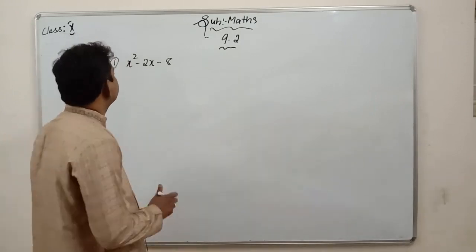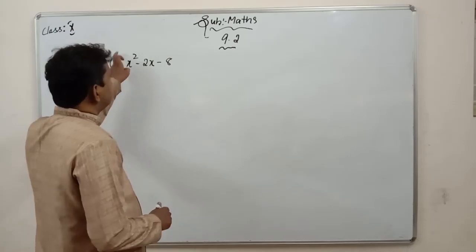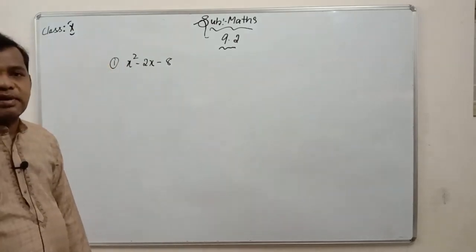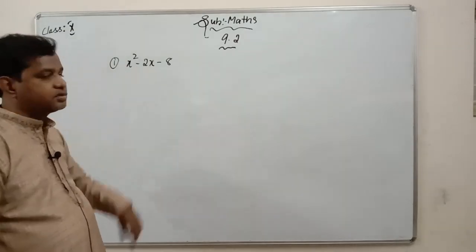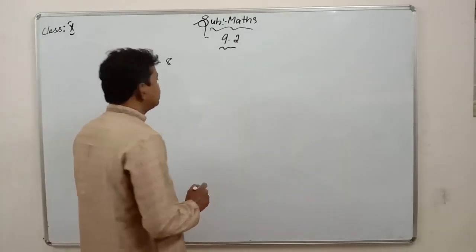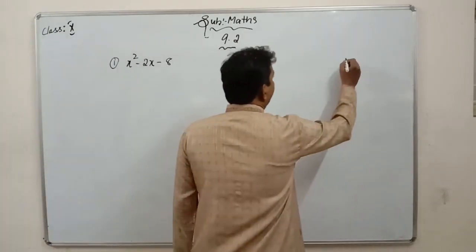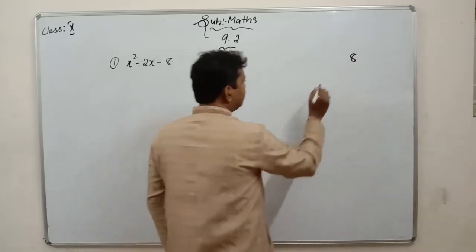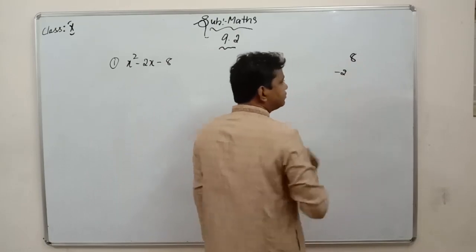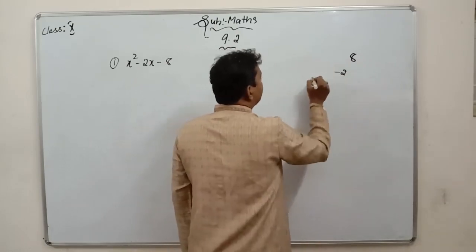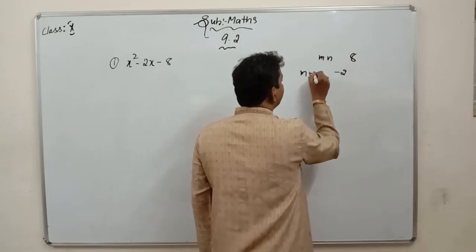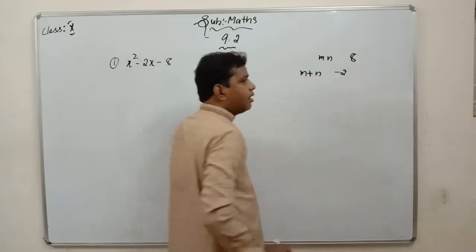So x square minus 2x minus 8 is given. 1 into 8 is 8, you will get. But one thing you have to remember is that here you have to get minus 2. That is, the product should be 8, and if you add, you must get minus 2. That is mn and m plus n. How will we write these two then?